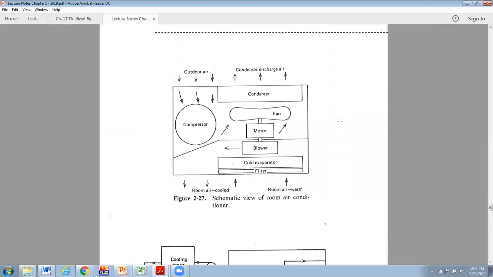Clockwise, there we go. Well, this just shows a room air conditioner like you could buy at Lowe's that you can hang in the window. And so the condenser coil is the part that hangs out the back. It blows the heat of compression and the heat from the space out the back of the unit.